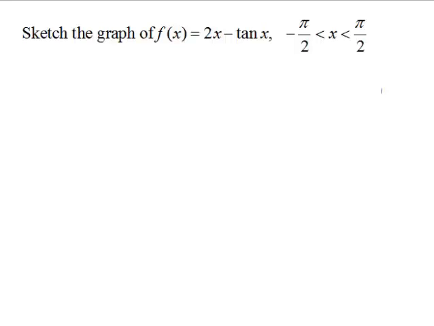We're going to sketch the graph of f of x equals 2x minus tangent x on the interval from negative pi over 2 to pi over 2 using our guidelines.